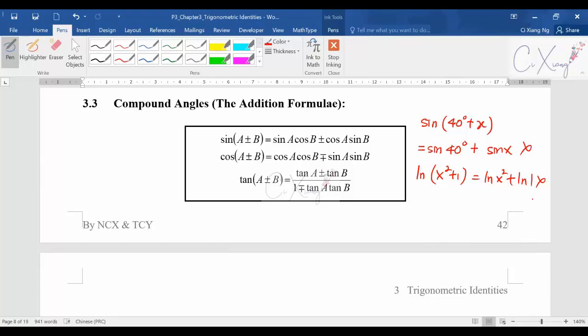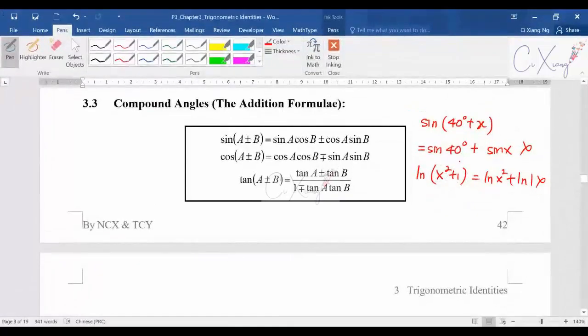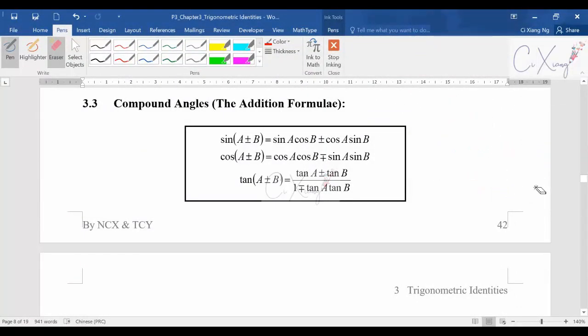So the trigo and ln have the same meaning. That means you cannot straight away expand the bracket like this when you have an angle inside the trigo, or when you have something inside the ln. The compound angle is to show you how to expand sine (40 plus x) or maybe (A plus B). We call this compound angle. There are three compound angle identities that you should remember.